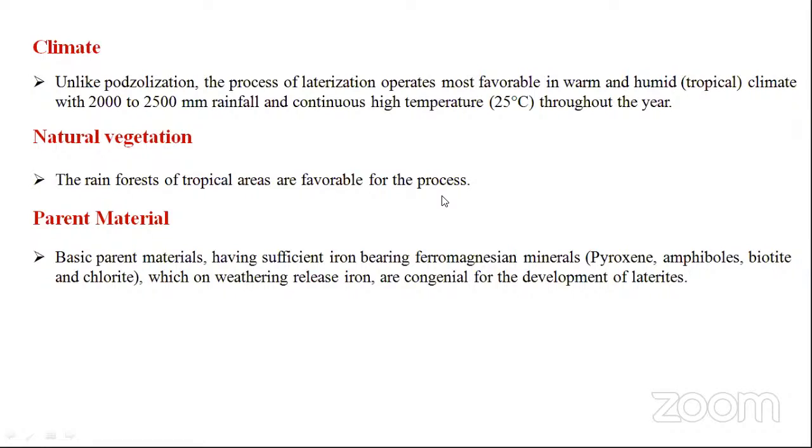And what kind of parent material should be there? I guess mostly it should be iron-bearing ferromagnesian minerals like pyroxenes, amphiboles, biotite, and chlorite. SRF students, you should know all these things. What is chlorite? What are amphiboles and biotite? JRF students, you should have very fundamental knowledge. You should know what these names are first of all, and later you go to the conditions.